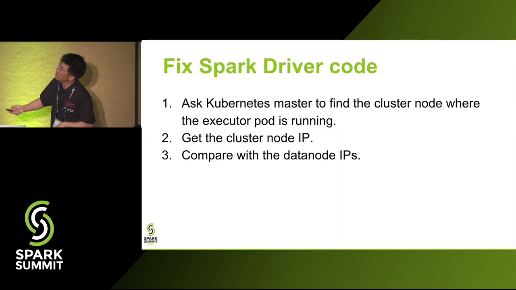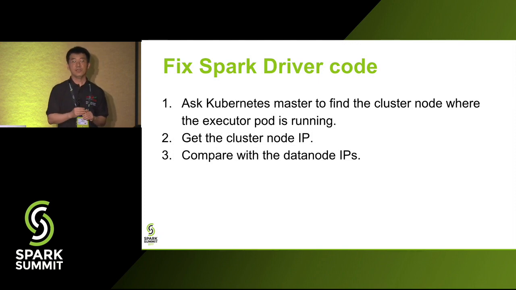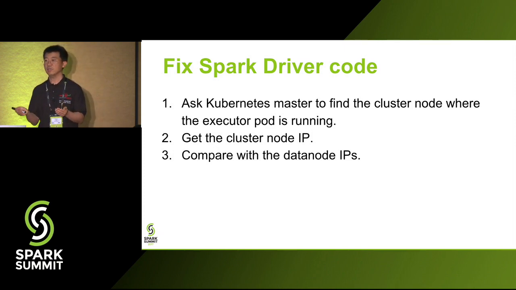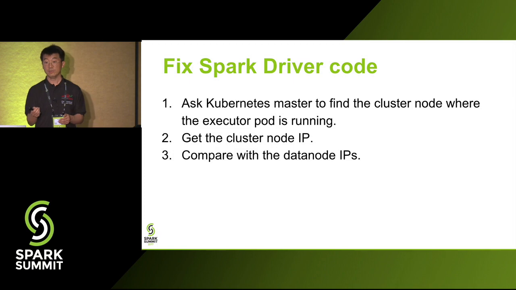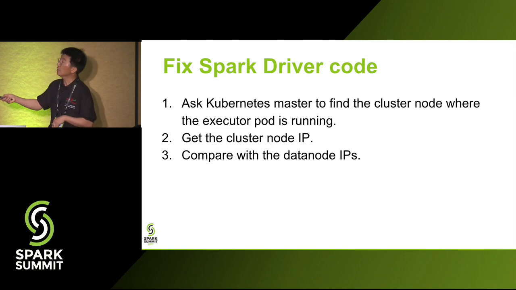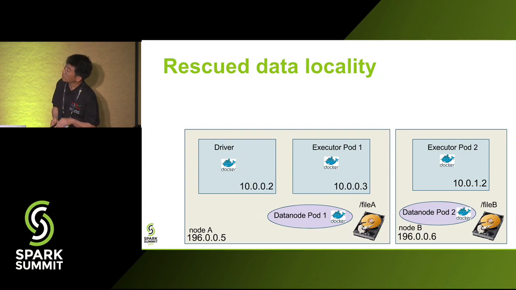The fix itself is not that difficult, right? Don't stop after getting the executor pod IP address. Also ask the Kubernetes master to find the cluster node that this executor pod is running on. There is an API for that, and get the cluster node IP address and compare that with the data node IP addresses. Let's see how the fix will work.